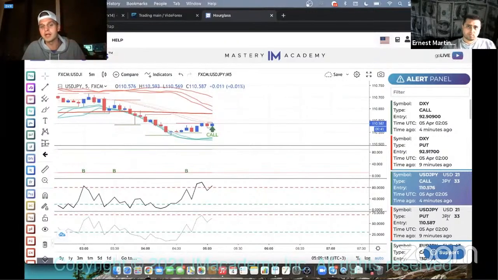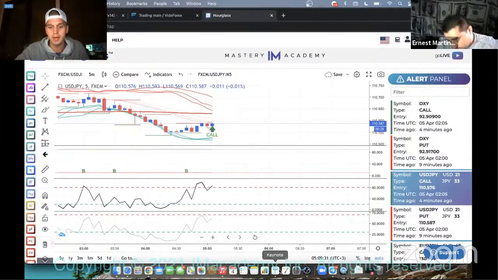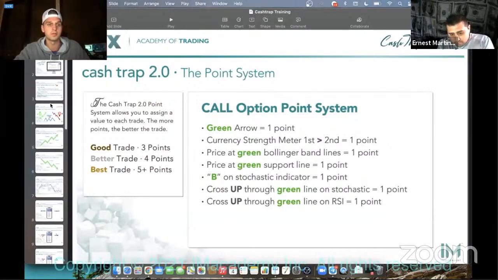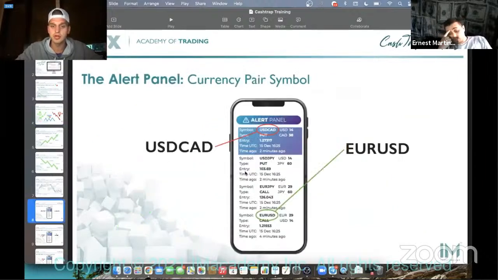But you guys find amazing setups. Don't over leverage your account. Follow risk management. Don't let your emotions get to you while trading. Okay. So I just showed you guys how you can master Cash Trap. It's broken down to a point system, right? It starts with trading with the trend lines. Is it in an uptrend? Is it in a downtrend? Is it in consolidation? Once you can find that, go to Cash Trap and see what currency pairs it's on.